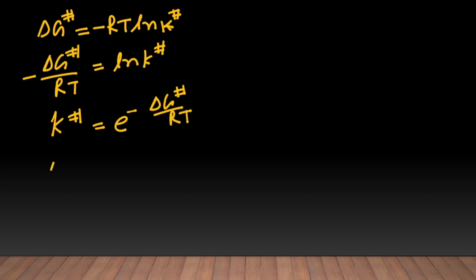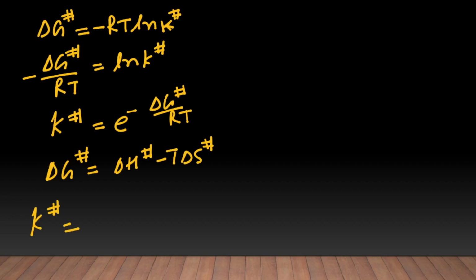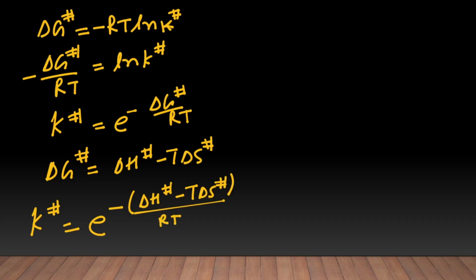Now we know one thing more, that delta G dash is equal to delta H dash minus T delta S dash, right? So substitute this to find your K dash. It will be e raised to the power of minus (delta H dash minus T delta S dash) upon RT. This will be equal to e raised to the power of minus delta H dash upon RT into e raised to the power of delta S dash upon R, right?